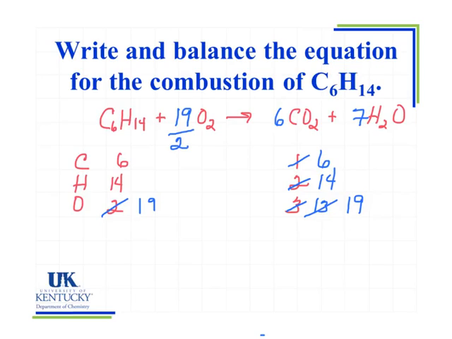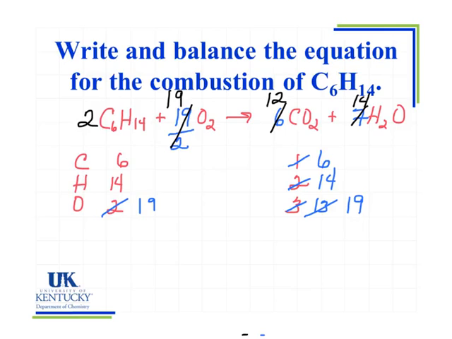So what I can do is multiply everything through by 2, and when I do that, I get a 2 here. I get a 19 in front of the oxygen. I get 12 in front of CO2, and I get 14 in front of H2O.